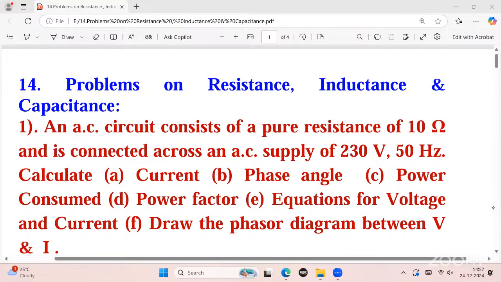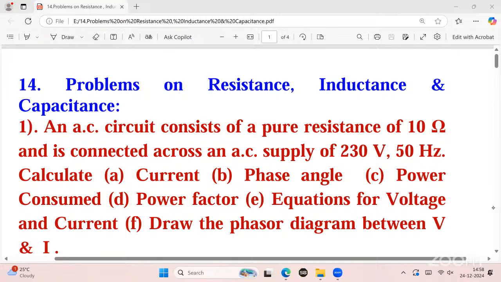Given data. R is equal to 10 ohms. V is equal to 230 volts. F is equal to 50 hertz. A bit current. V is equal to IZ. Ohm's law in AC circuit.